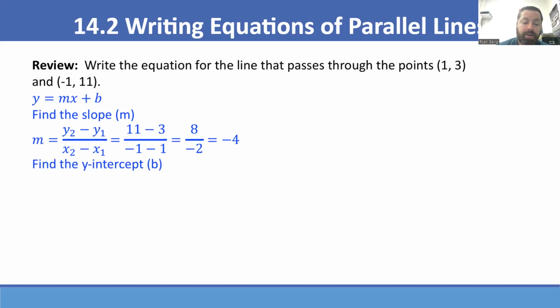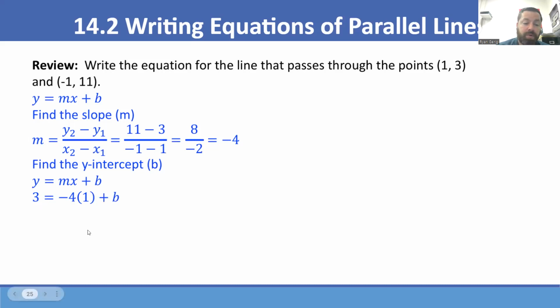Then we want to find the y-intercept. I'm going to use option 1 to do this, which is slope-intercept form. Later on in this video, I'm going to show you point-slope form again. Pick one of the points. I'm going to choose the point (1, 3). I'm going to put 3 in for y. The slope we just found was -4. The x-coordinate is 1, and b is the unknown. We're trying to figure that out.